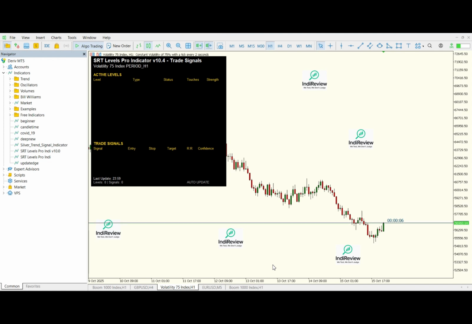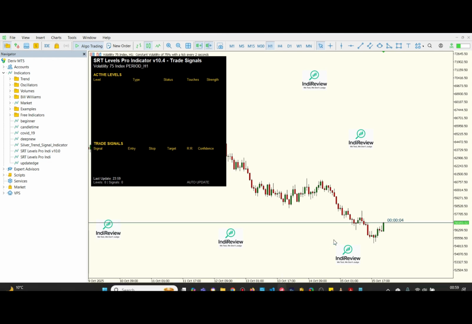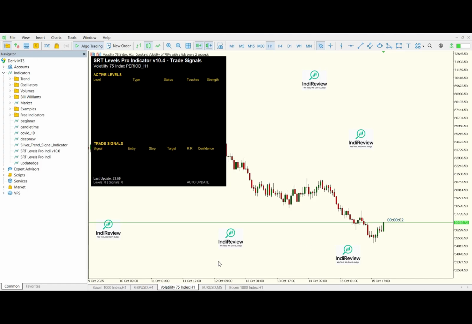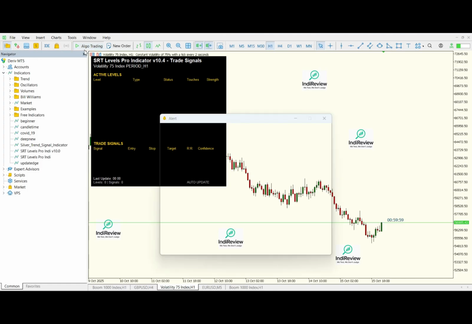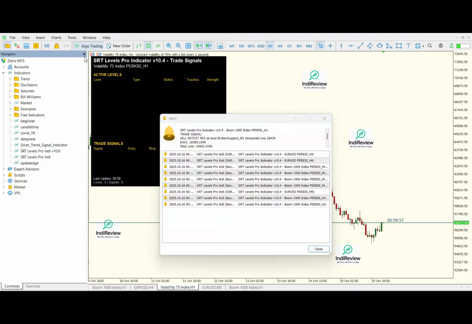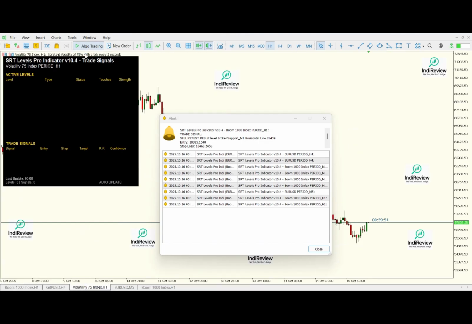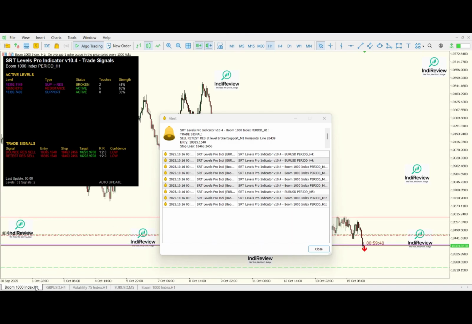All right, so we just wait and see. We have just a few seconds, and we should be having the alerts coming up soon. Yeah, so Boom 100 says sell, retest resistance, support broken on M1 horizontal. So we go to this one. When we go, you see it's saying sell, and the signal has come sell.